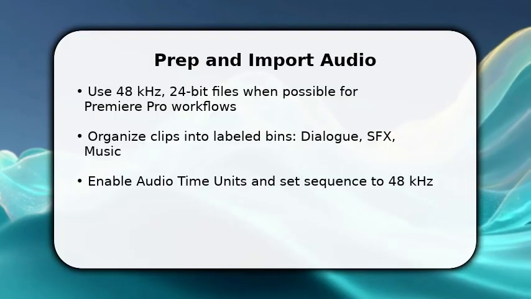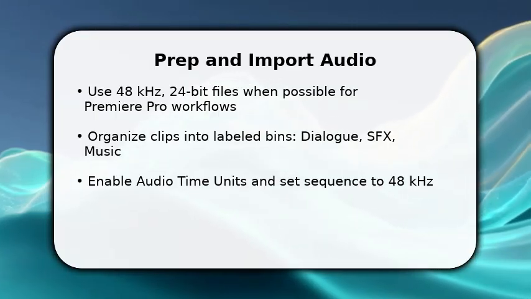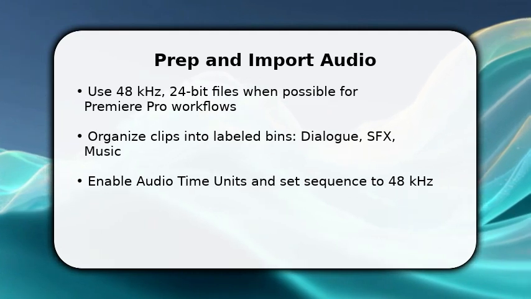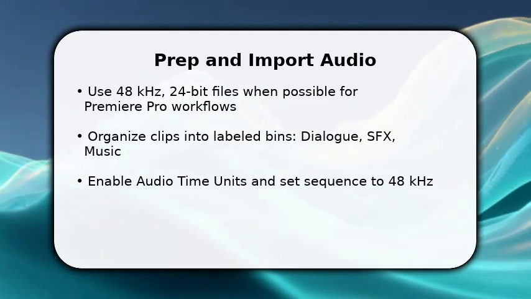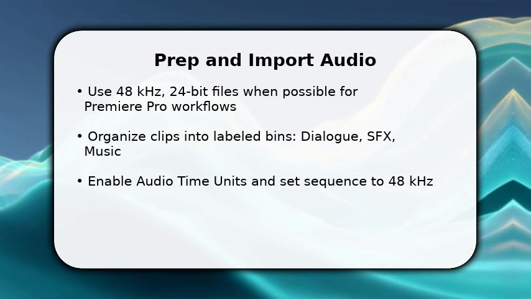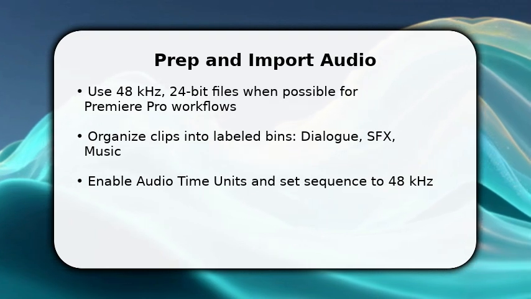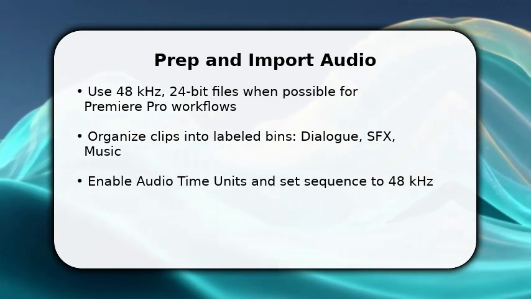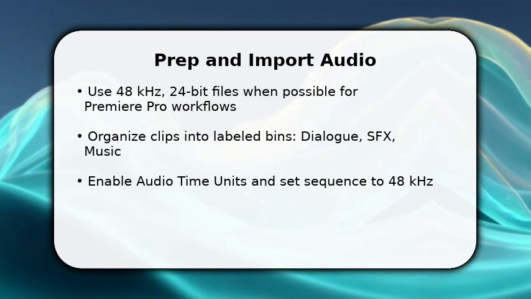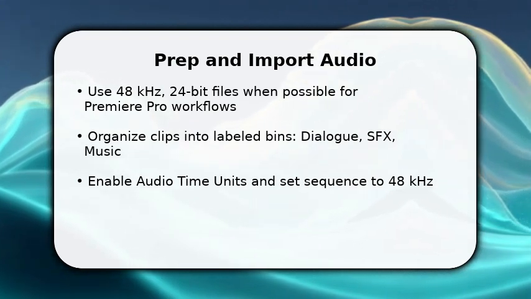Enjoy the video. You start by preparing files and the sequence so you avoid sample rate mismatch. Import your 48K HC, 24-bit dialog and group clips into dialog, SFX, music bins. Once imported, set the sequence to 48K HC and enable audio time units for frame-accurate edits.